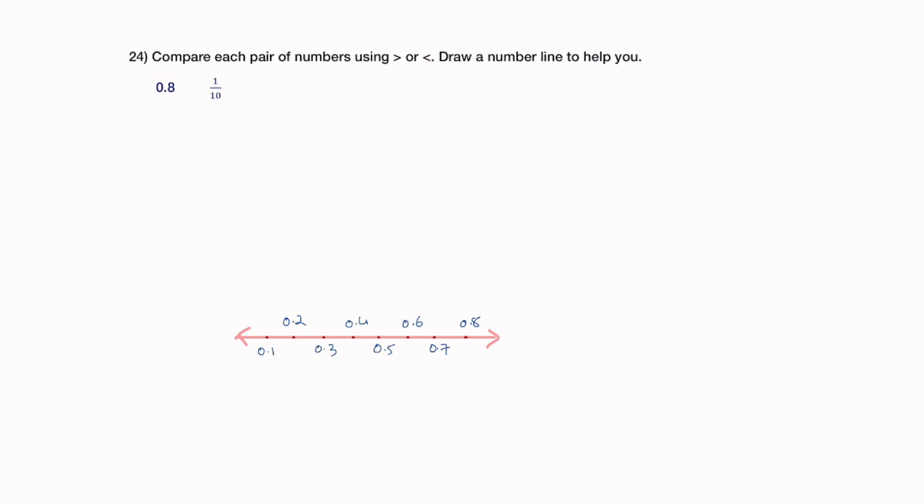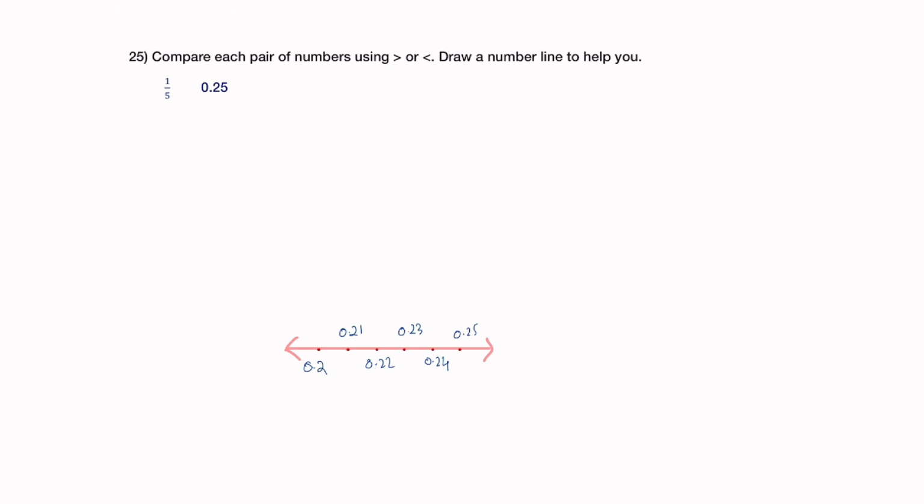Compare each pair of numbers again. So we have to compare them and draw a number line to help you. So 0.8 and 1 upon 10. Always good to have one format, right? So 1 upon 10 is basically 0.1. So which one is bigger? Of course, 0.8. So 0.8 is here and 0.1 is here. So 0.8 is greater than 0.1.